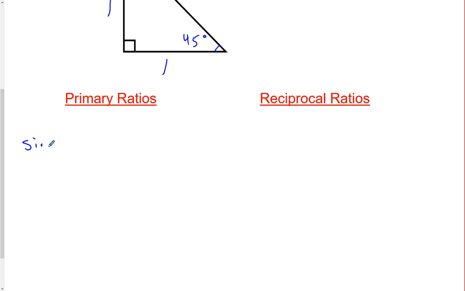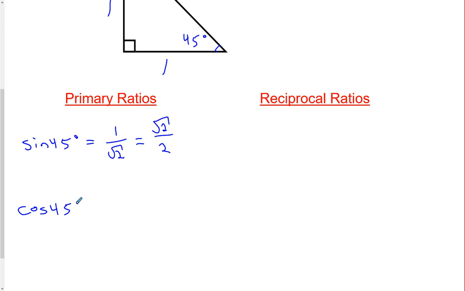So our sine of 45 is going to be opposite over hypotenuse. That's going to be 1 over root 2. Again, we don't like those square roots on the bottom. If we multiply top and bottom by root 2, we end up with root 2 over 2. That's kind of a nicer way to write it.